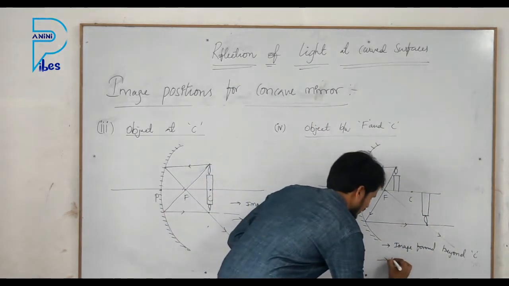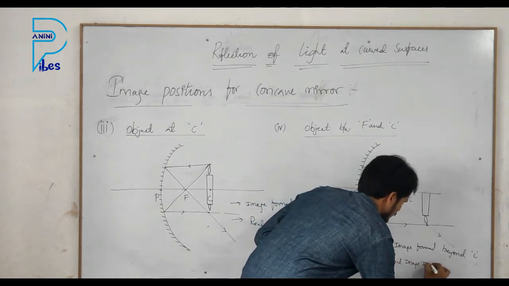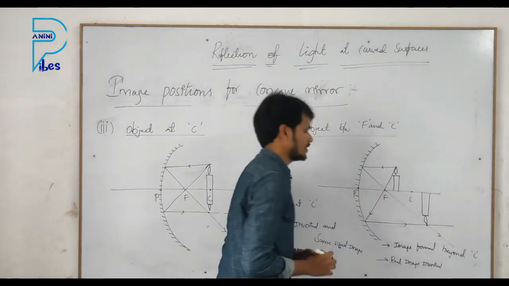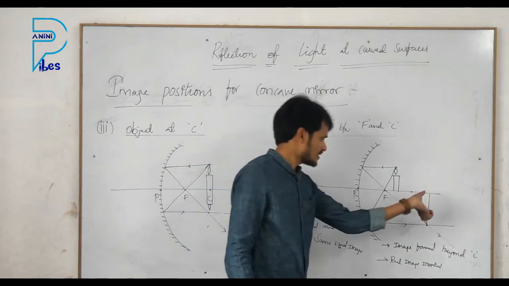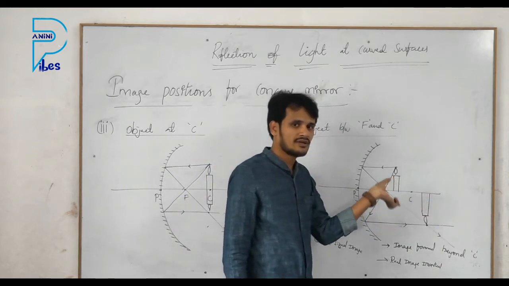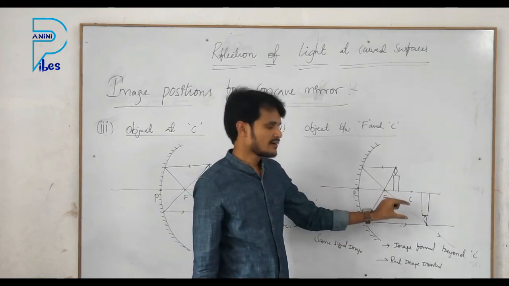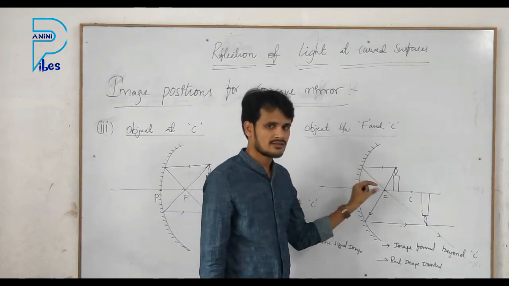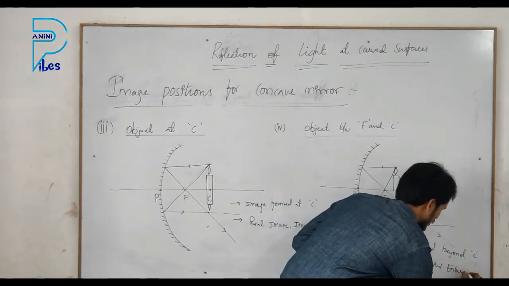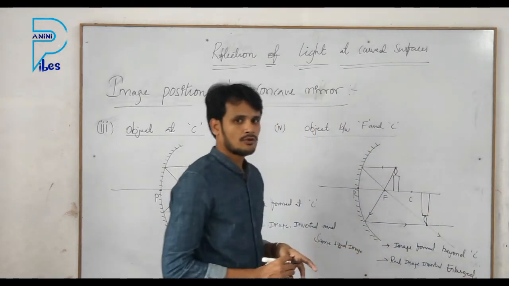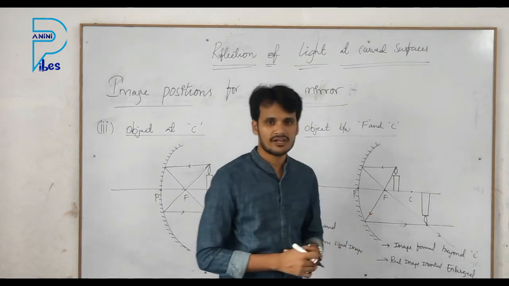Next characteristic, it's a real image, inverted image. It is bigger than the object size. Already we have discussed, if the image size is bigger than the object size, that image is called a magnified image or enlarged image. If the size of the image is lesser than the object size, that is a diminished image. Let's write, it's an enlarged or magnified image. So only in this one case we'll get a magnified real image.